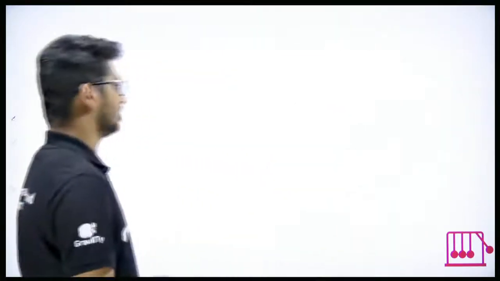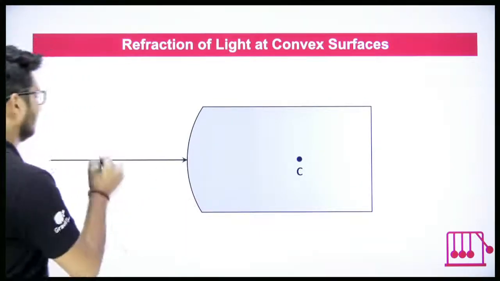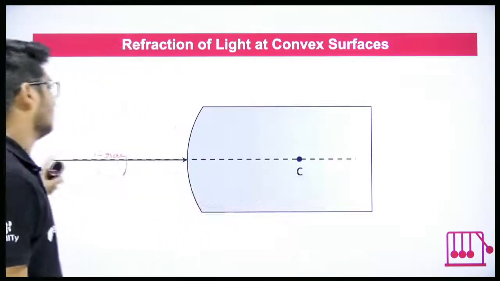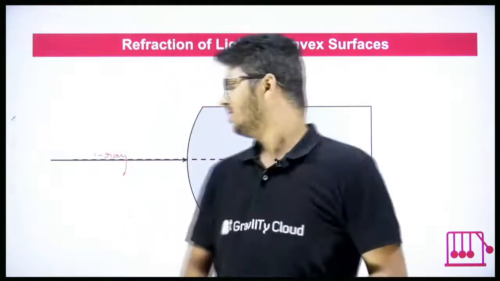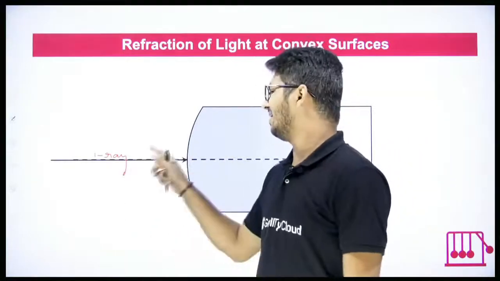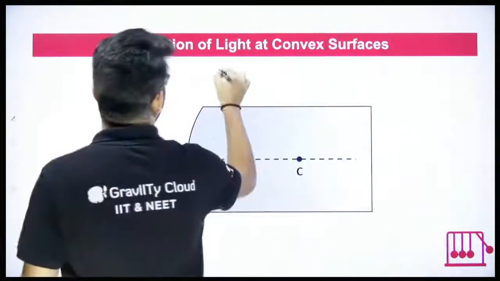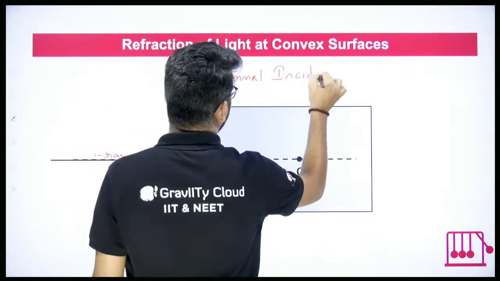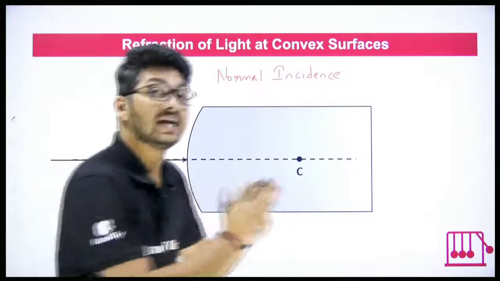The simplest case next would be normal incidence. That is, if this is the incident ray, and if I draw the normal at that point, it passes through the center, and you can clearly see the incident ray is along the normal. So when the incident ray coincides with the normal, it is the case of normal incidence. And what happens in normal incidence? The light does not deviate. The light does not bend. The light directly passes through.